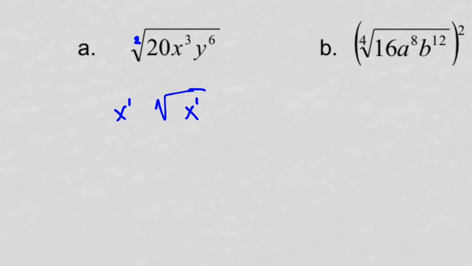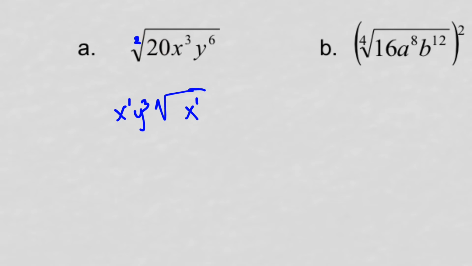Do the same thing for the y. 2 goes into 6 3 times, so that means that 3 y's come out. The remainder is nothing. 2 goes into 6 perfectly, so there are no y's left inside. So that's what comes out from the variables. The power is a little bit different.